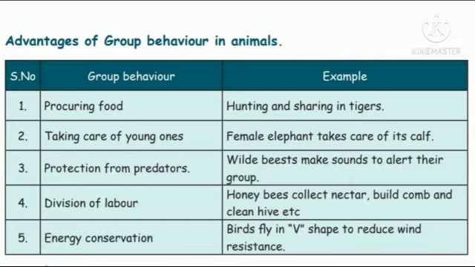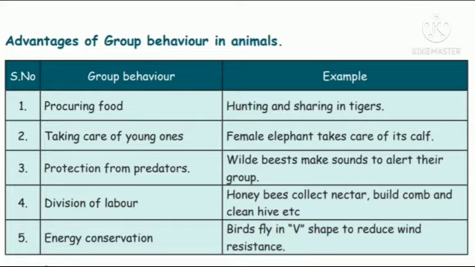Example, wild beast make sound to alert their group. So when their enemies entered, wild beast will make a different sound. Because of that, the group get alert and they can escape very easily. Division of labor. For this, bees are very good example. Honey bees collect their nectar, build comb and clean hive, etc. So in these three categories of bees are there, they can divide the work and they can do very easily.